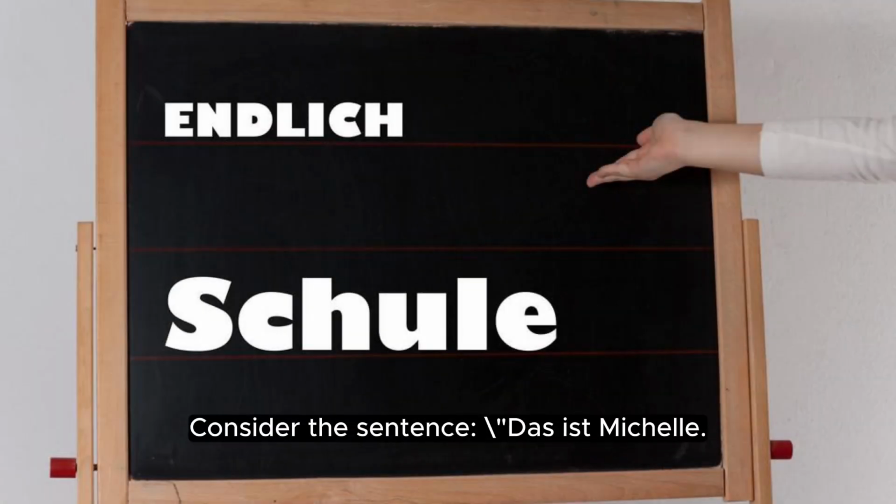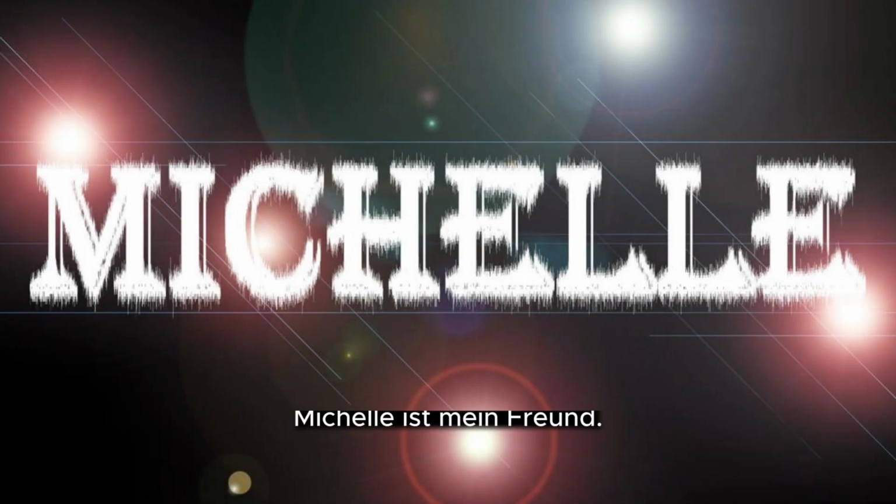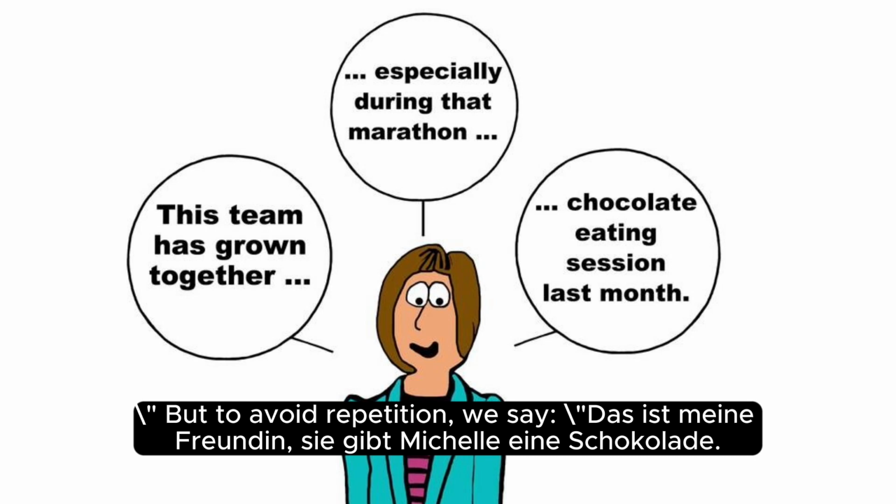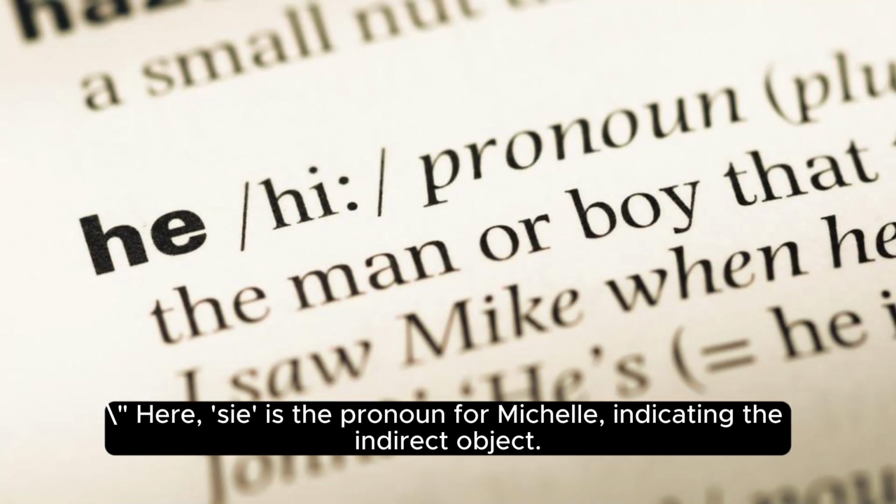Consider the sentence, Das ist Michelle. Michelle ist meine Freundin. But to avoid repetition, we say, Sie gibt Michelle ein Kleid. Here, sie is the pronoun for Michelle, indicating the indirect object.